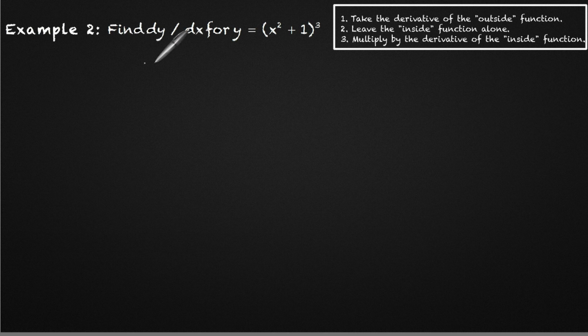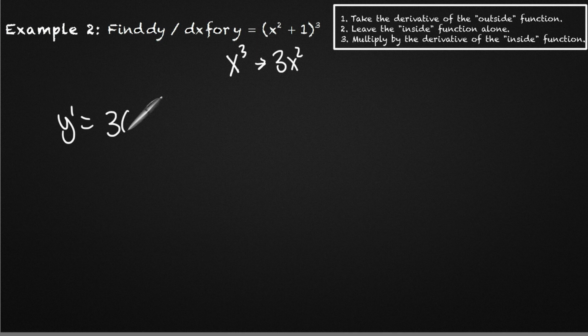So let's identify first of all, what is the outside function? Well, the outside function is something cubed. Let's just say it's x cubed. So if the outside function was x cubed, we would take the derivative just by using the power rule, and that would give us 3x squared. So let's go ahead and do that. Let's go ahead and take the derivative of the outside function, so that's going to be 3. We're going to leave the inside function alone. We're going to drop this power down because we are taking the derivative of the outside function, and then we are going to multiply by the derivative of the inside function, which is 2x.